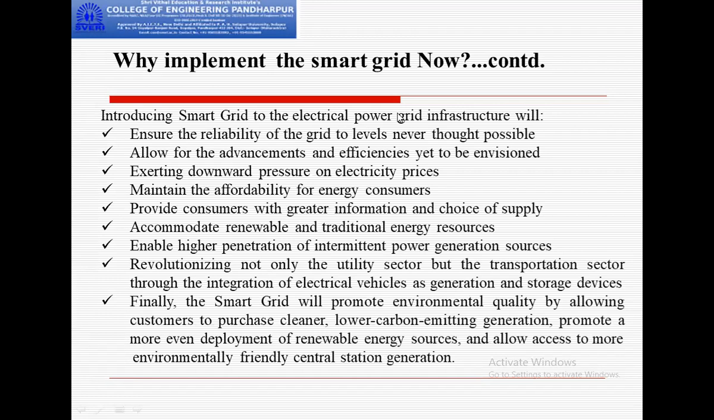So we saw why we are implementing smart grid. The advantages of smart grid over the normal grid are reliability, second is efficiency, third is cost efficiency, and fourth is consumer choice, where you can give the supply as per their choice. You can give consumers the choice of which kind of supply they want to use.